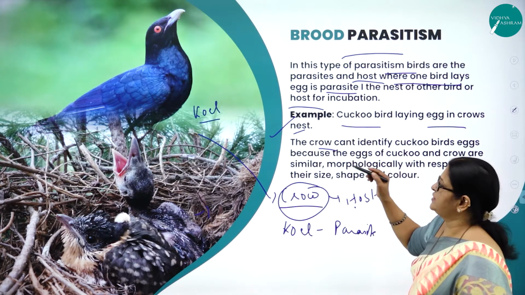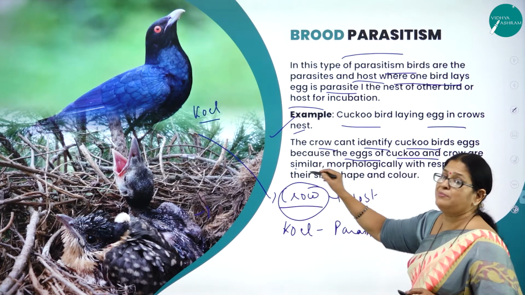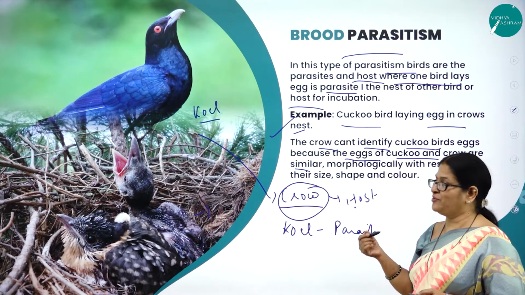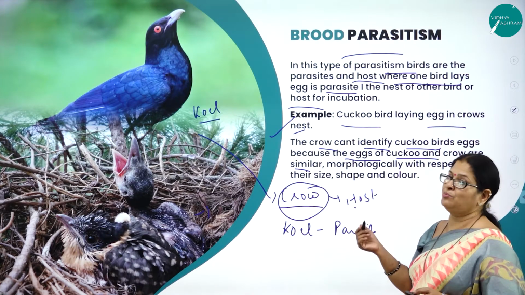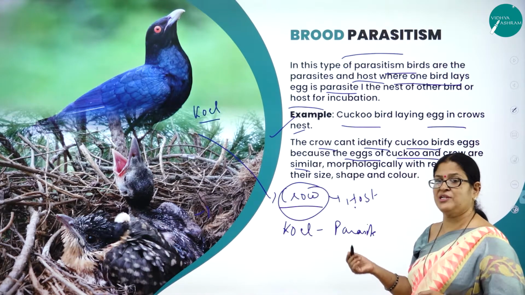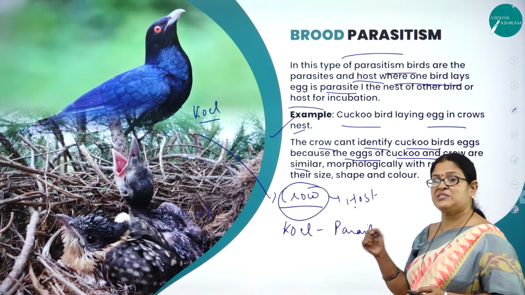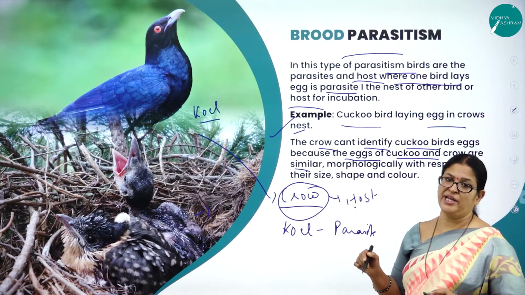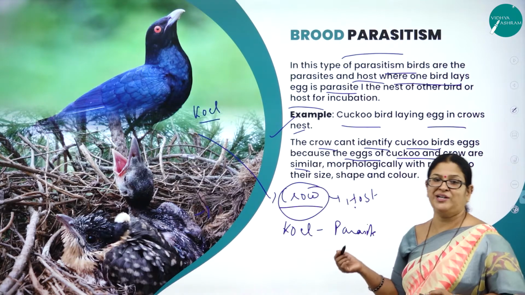Next, the crow, as I said, can't identify the cuckoo bird's eggs because the eggs of the cuckoo and the crow are similar. If the color of the eggs was different, maybe it would have identified them. But as I said, the crow and the cuckoo bird are almost the same color, black. So obviously even the eggs are of the same color. That is the reason why the crow will mistake the eggs of the cuckoo bird as its own eggs, and it will start incubating them. See how it utilizes the crow's advantage, right?